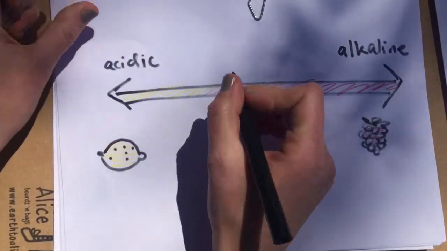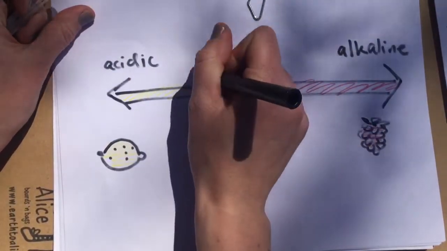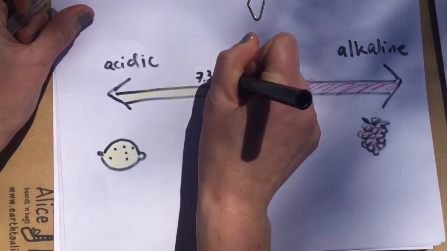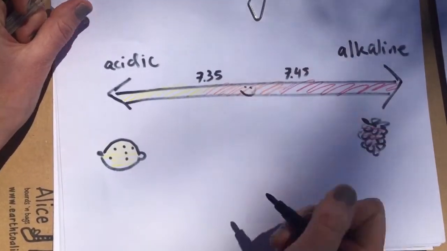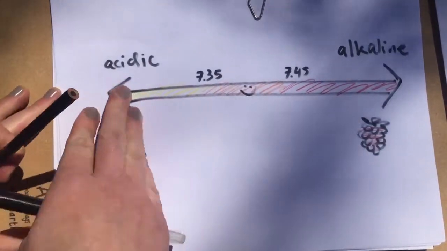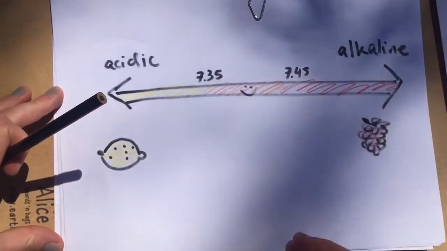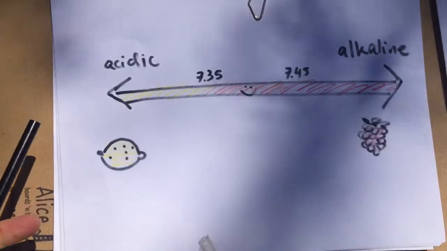Okay, so the normal value is 7.35 to 7.45. That's our happy zone. Anything below that is going to be acidic. Anything greater than that is going to be alkaline.